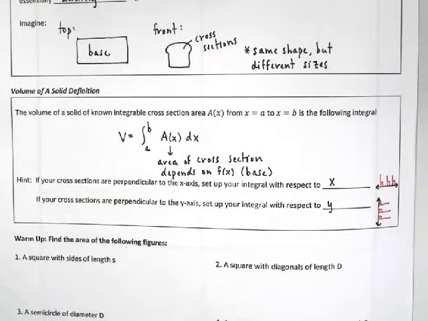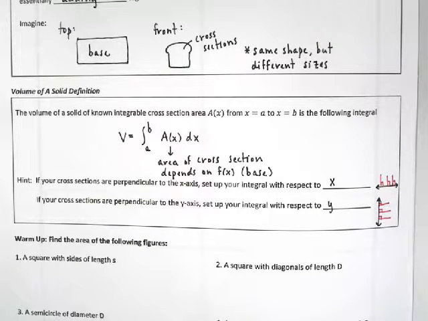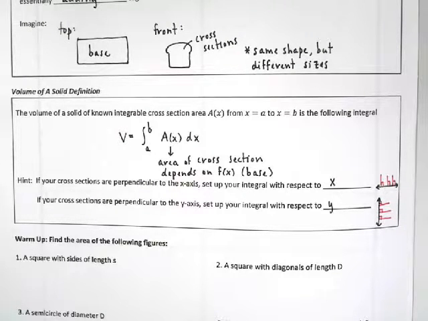Now, this really all hinges on being able to find areas of cross-sections of different figures. So what we're going to do is go through formulas for some of the most commonly used figures. Some of these are really straightforward, and some of them are not maybe so common, so we're going to go through how you could derive some of these formulas if you happen to forget them.